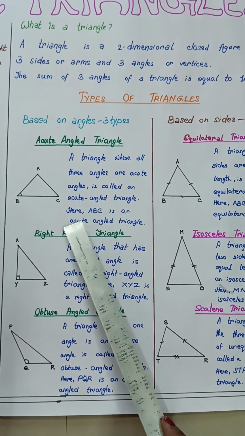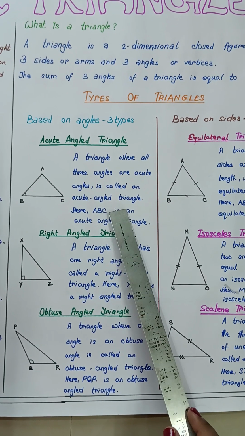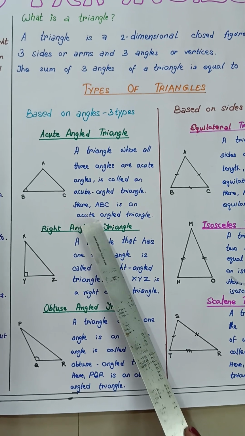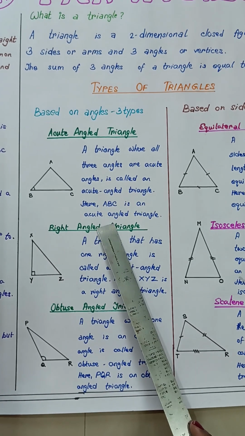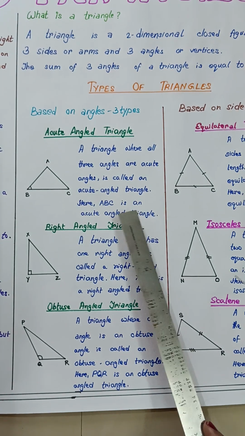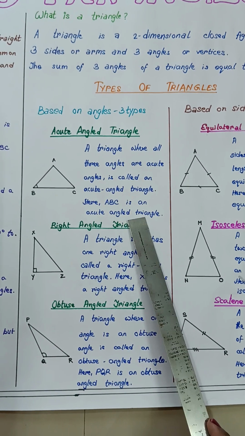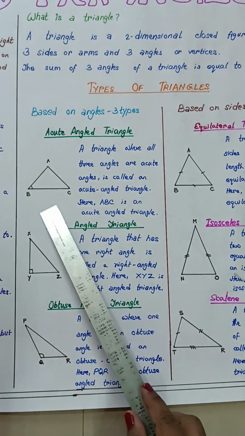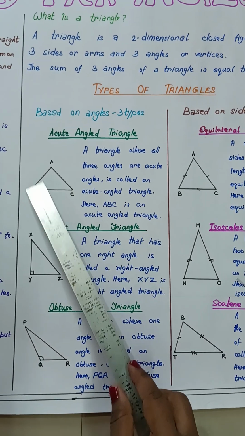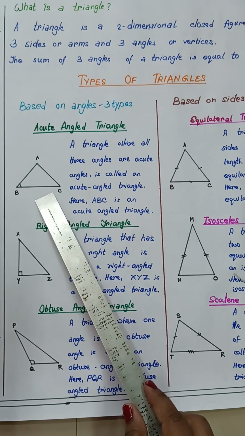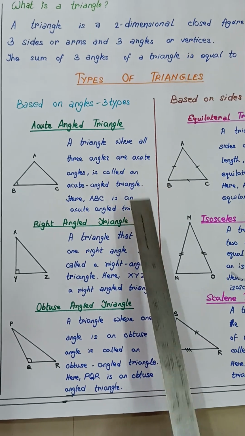First of all, students, you need to know what an acute angle is. If you follow my previous video, you can get the details of it, and this link is given in the description box. An acute angle is an angle which measures less than 90 degrees. So in this figure, all the angles are less than 90 degrees, and it looks like this, and this triangle is an acute angle triangle.